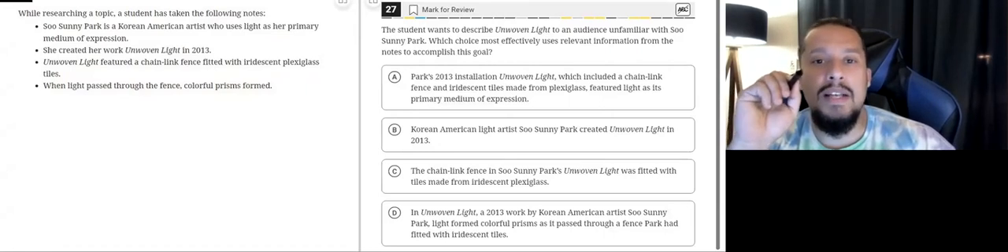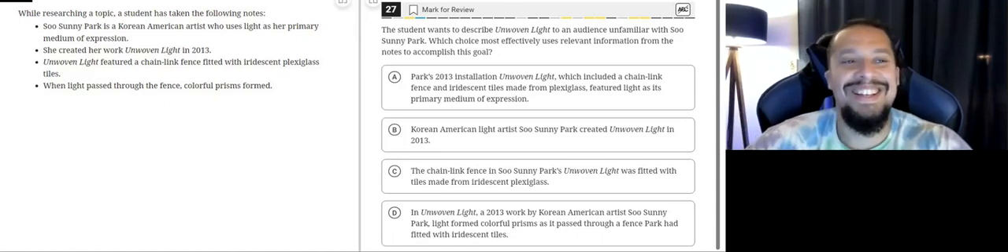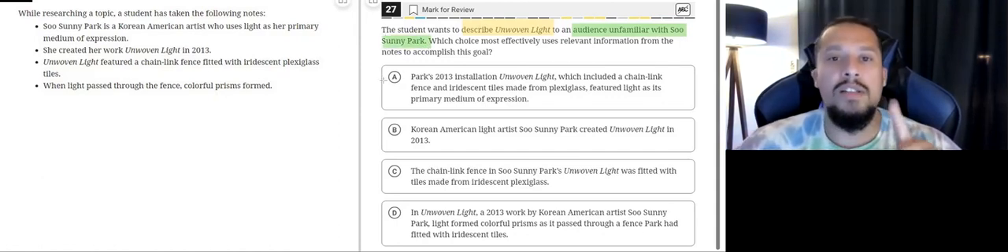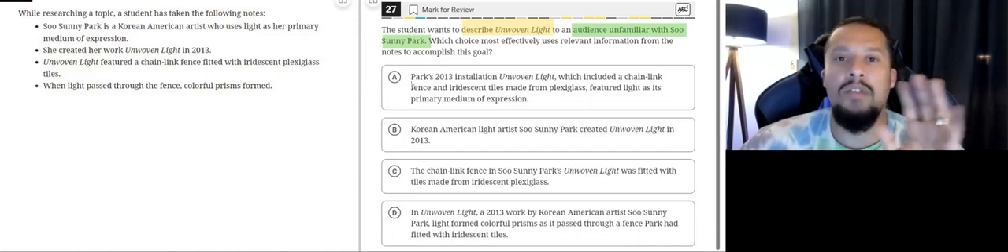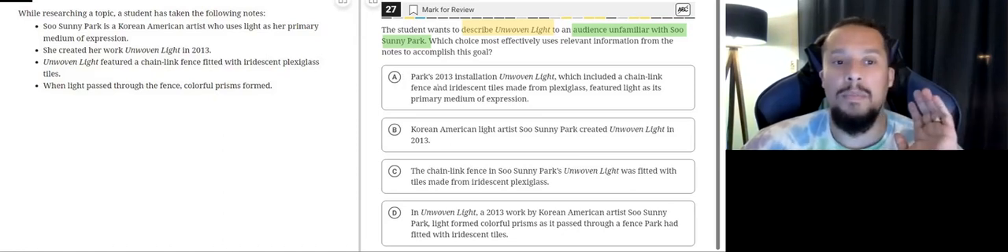We need to identify what we need to identify before we identify the answer that we have to identify. So in our answer, we need a description of the unwoven light. And also in our answer, we need information that tells us who Sue Sunny Park is, because it tells you to an audience that is unfamiliar with this person or idea. When they're asking you about something unfamiliar, you need to define this person or thing.